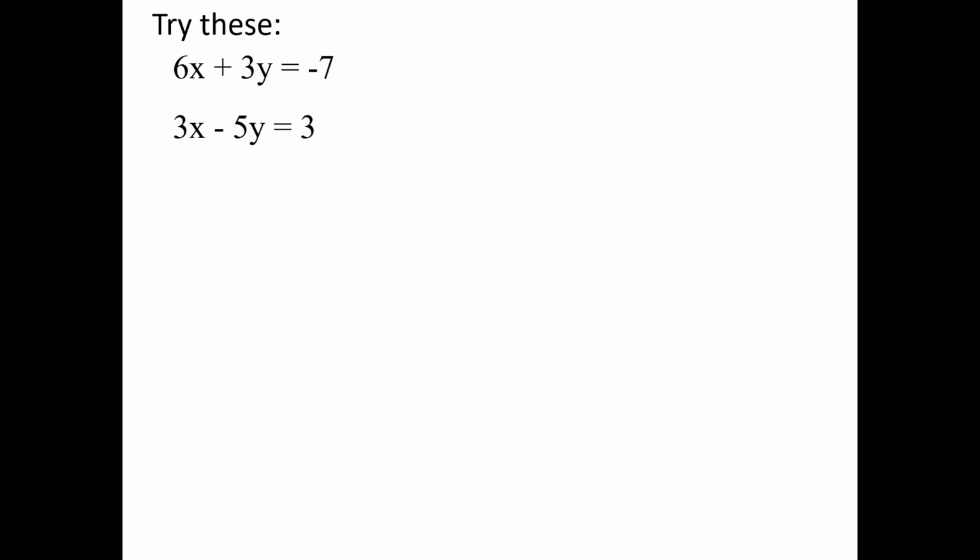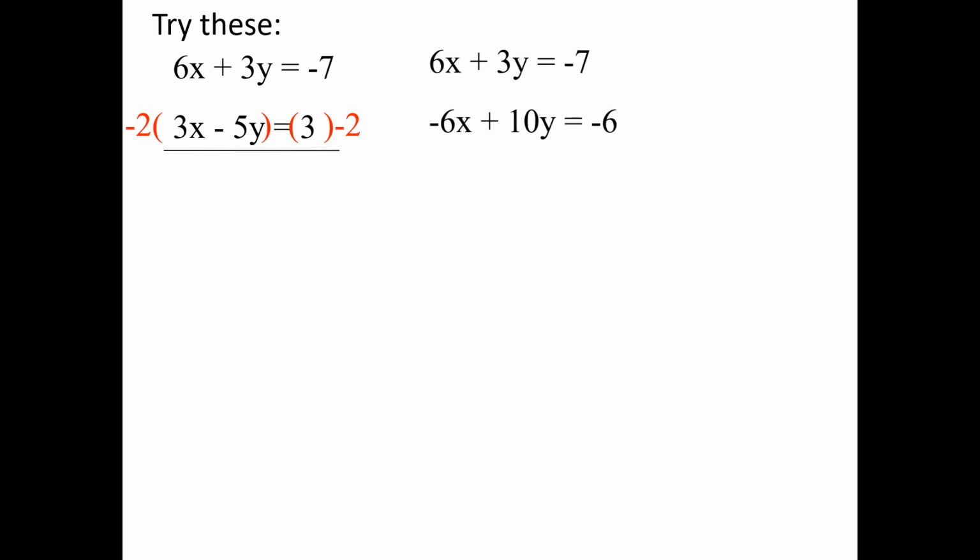Another one here, we got 6x plus 3y is negative 7. I got 3x minus 5y is 3. So looks like x's would be easy to get rid of if I multiplied the second equation by negative 2. Let's do that. I'm going to multiply through by negative 2. I got to multiply every single term. Don't forget to multiply the terms.